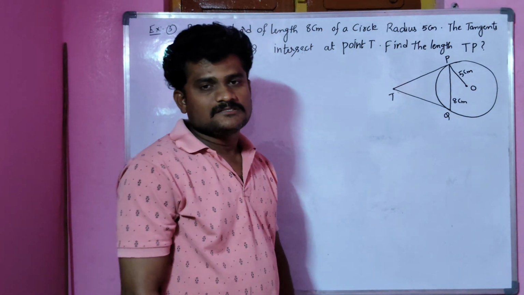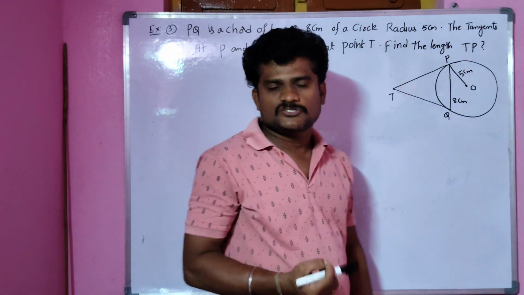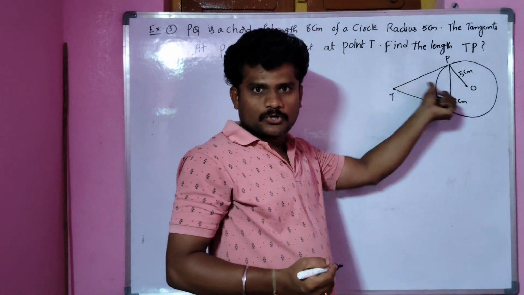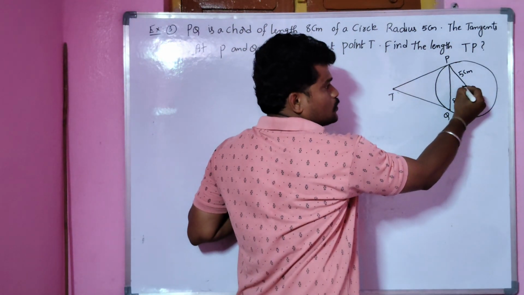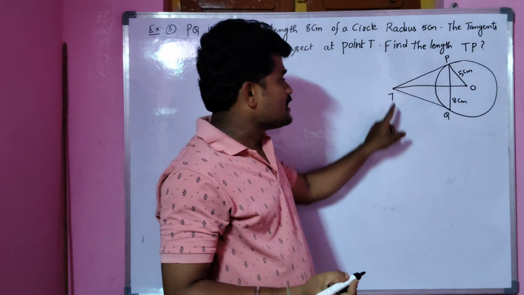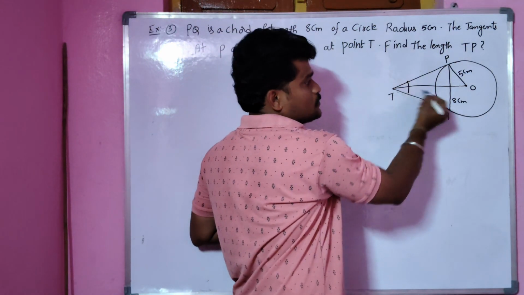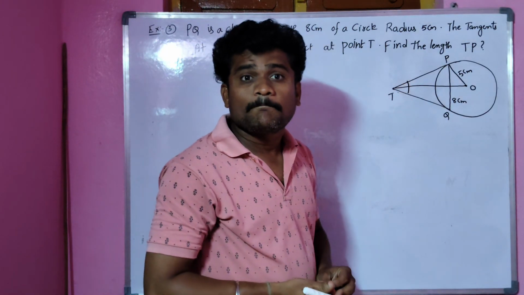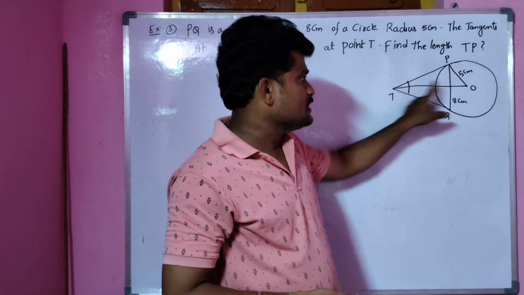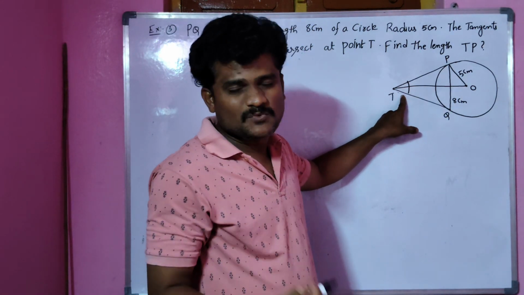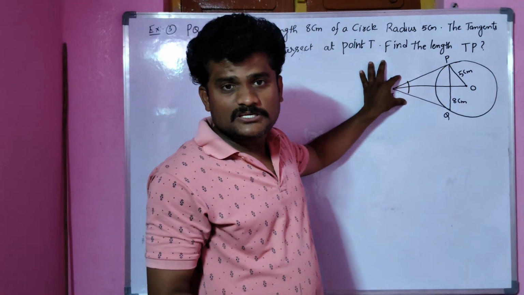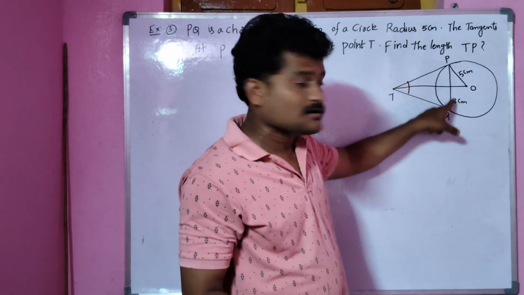Before starting this answer, we need to make a small construction. That is, we need to join O to T. If you join O to T, what does it do? OT bisects angle T, and this OT is also the perpendicular bisector of PQ. So if you join the center to T, it bisects angle T, and it is one of the properties of the circle that it also bisects the chord.